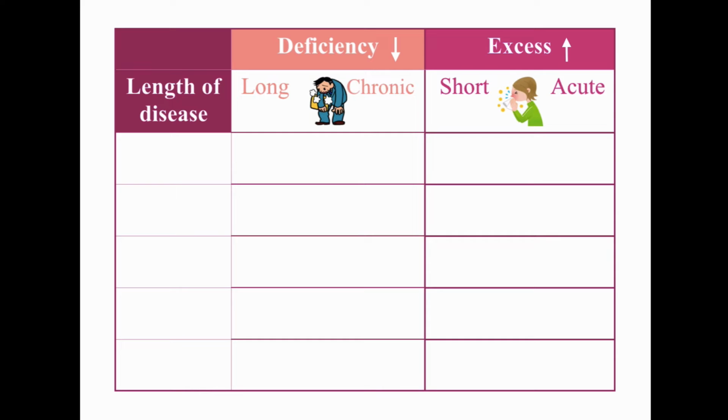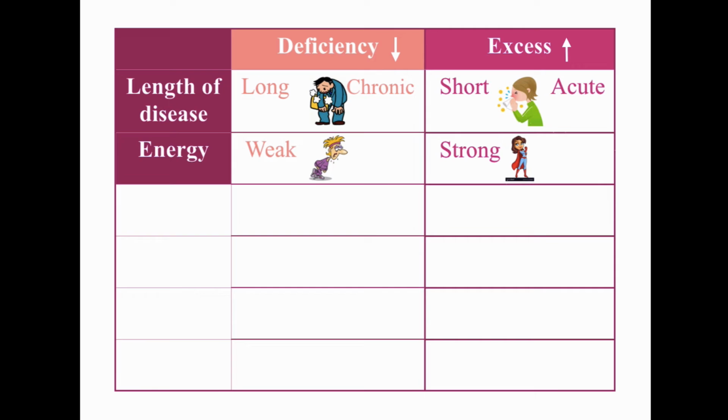I just want to really emphasize that someone can definitely have a chronic excess condition, like excess heat in the body or excess dampness, that's chronic. But we're just comparing two things, right? Chronic versus acute. Chronic is more deficiency, acute is more excess. Usually someone that's deficient is more weak, right?